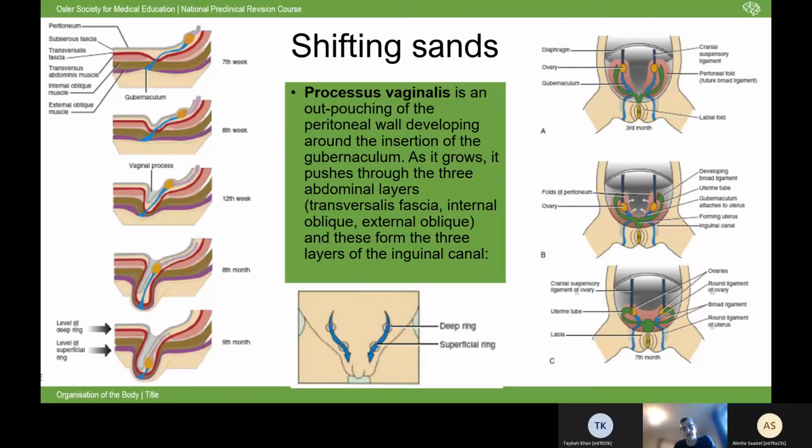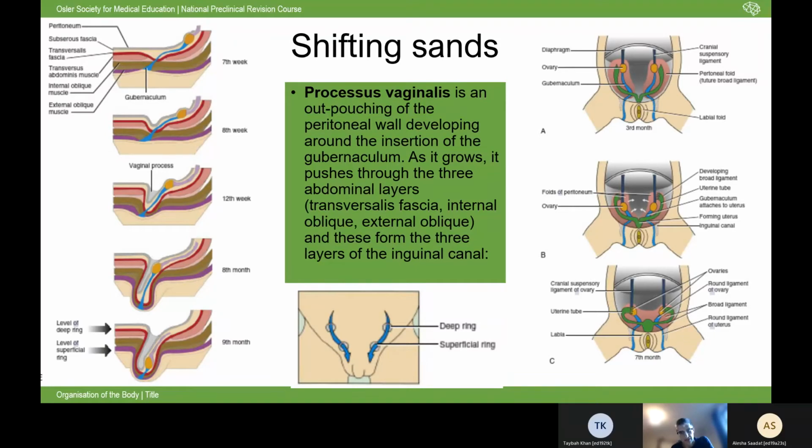Now, think about some other pelvic anatomy. So around the insertion of the gubernaculum in the bottom of the pelvis, you get this processus vaginalis, which is again a kind of outpouching of the wall at the bottom of the abdomen. This expands over the course of development and pushes through the 3 layers of the abdomen, the transversalis fascia, the internal and external obliques. And these are the 3 layers of the inguinal canal, which is of clinical importance when we think of inguinal hernias and femoral hernias.